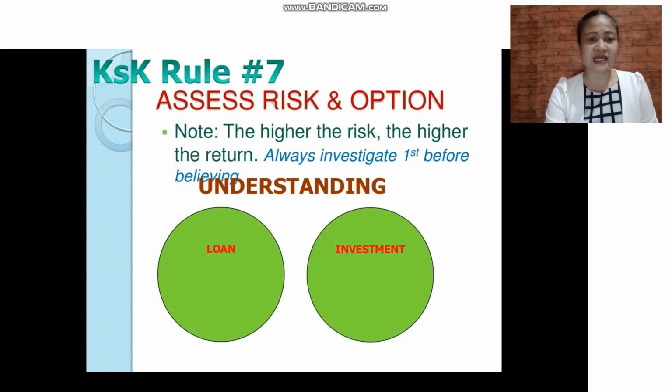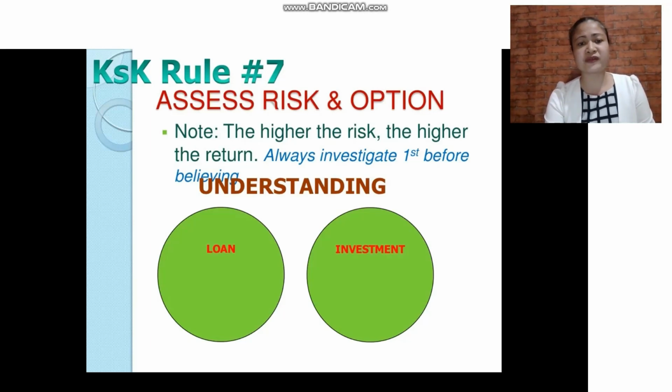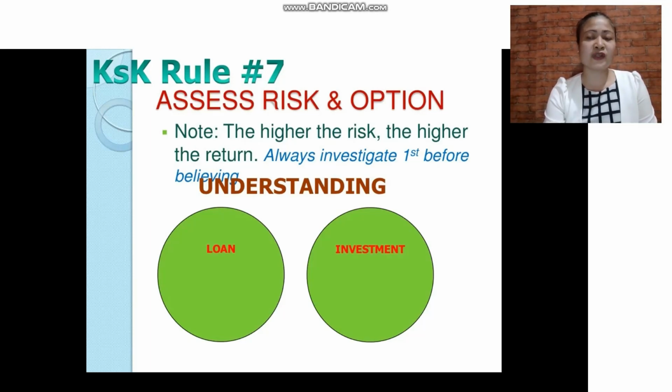Rule number 7, assess risk and options. Note, the higher the risk, the higher the return. Always investigate first before believing. So again, before you invest, think and don't trust easily.